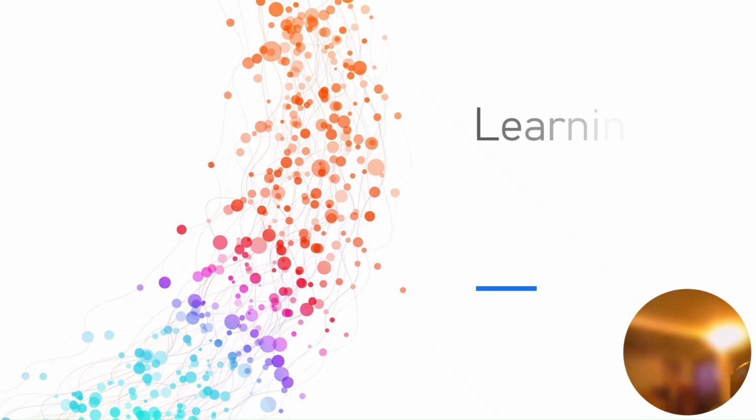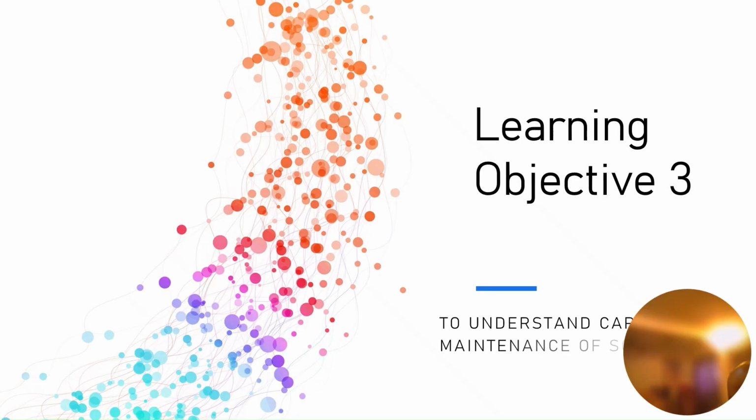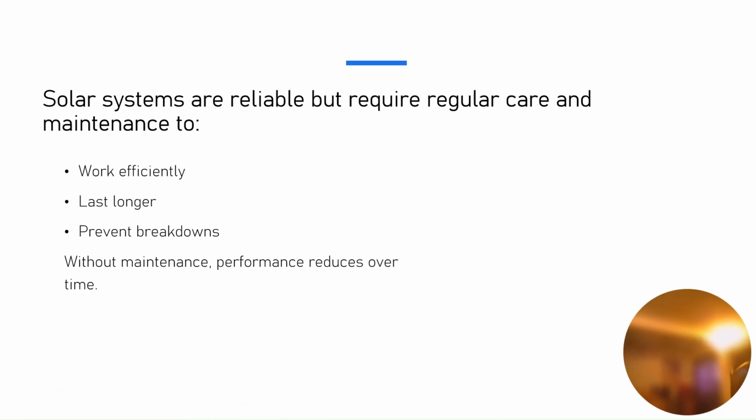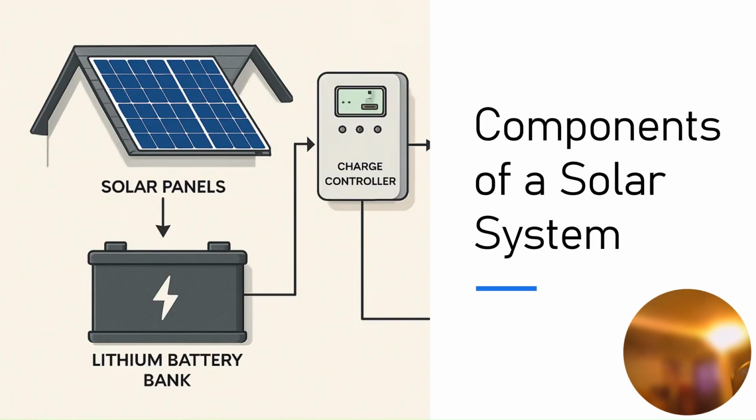So in this class, you are going to understand the care for solar systems and set achievement here. Solar systems are reliable but require regular care and maintenance to last long, work effectively, and prevent breakdowns. Without this maintenance, the solar system is not going to function effectively.